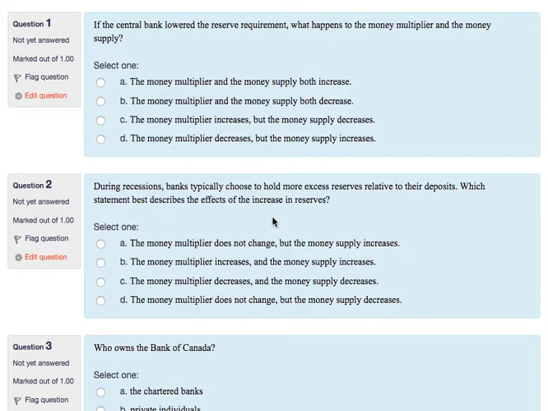The central bank lowered the reserve requirement. What happens to the money multiplier and the money supply? Well, we've seen that to calculate the money multiplier would be 1 over the reserve ratio.